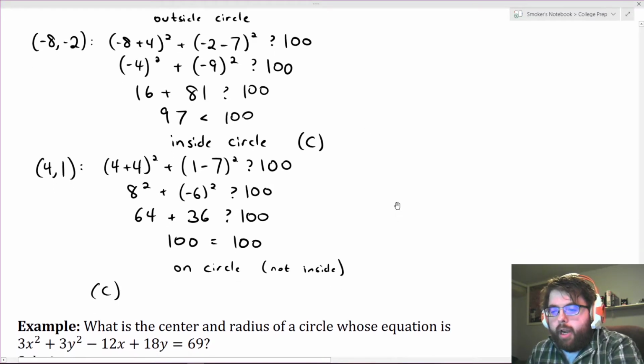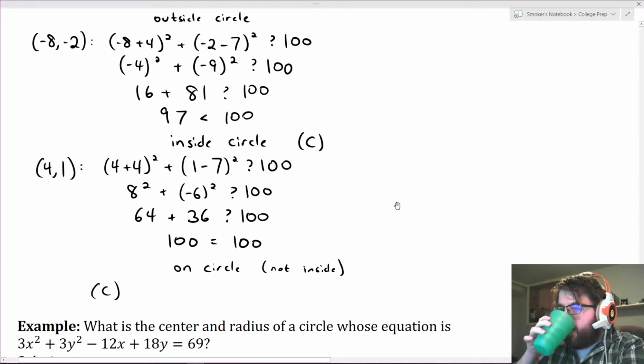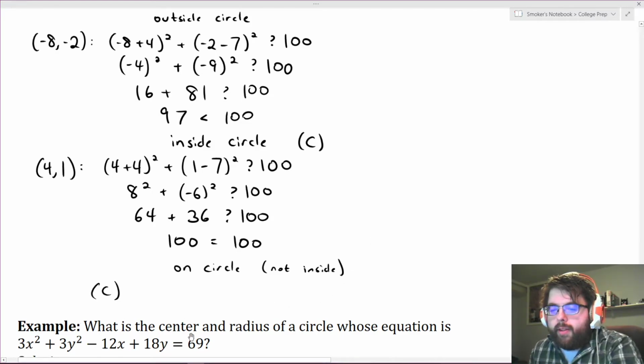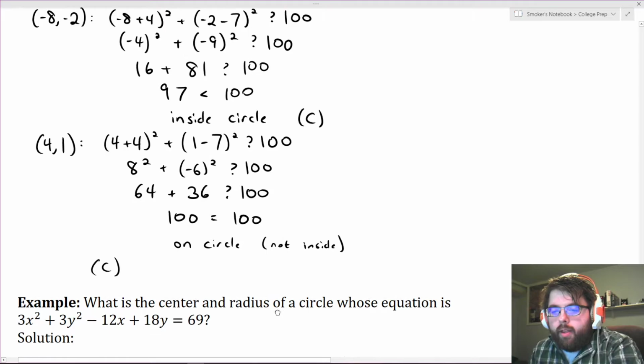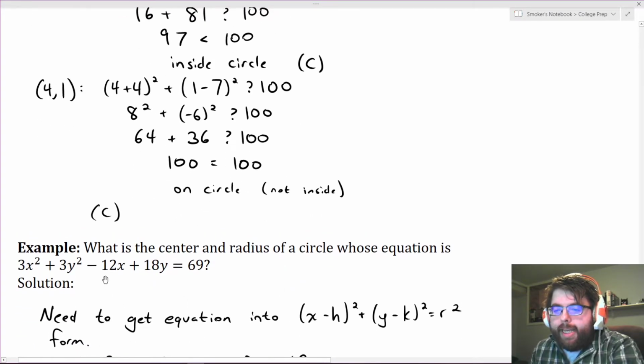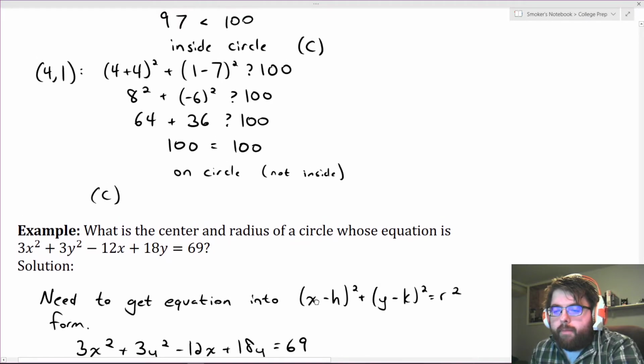All right, so here's probably one of the more common problems in the problem set, if I remember correctly. They give you this mess and ask, what is the center and the radius of the circle that has this equation? So we're going to have to get used to doing this. What we need to do is get this equation into the form x minus h squared plus y minus k squared equals r squared.